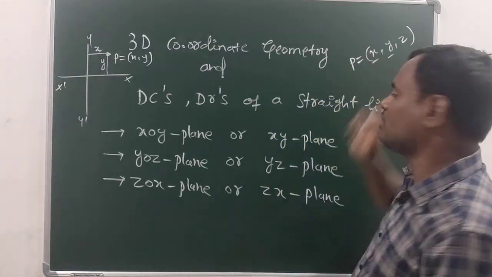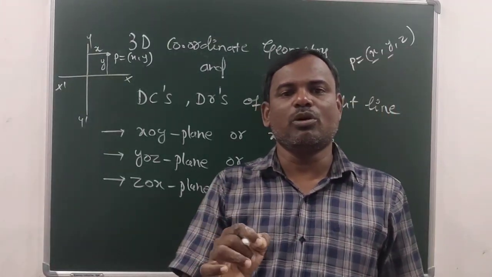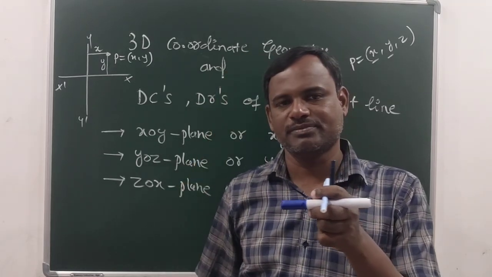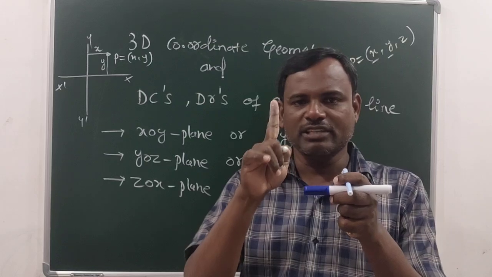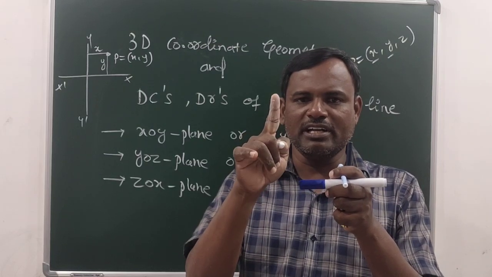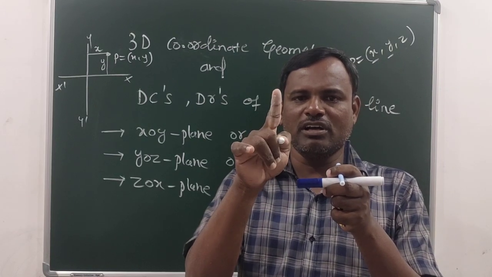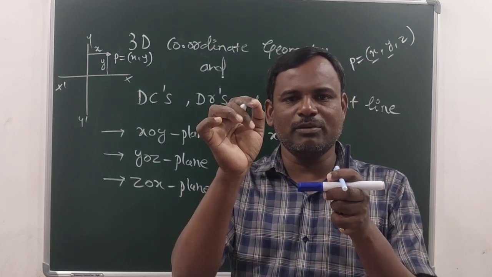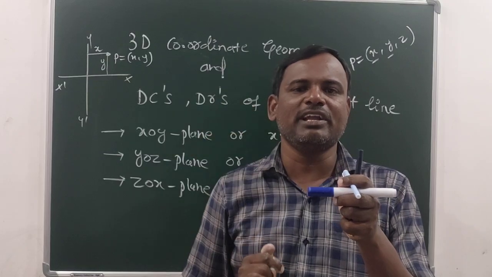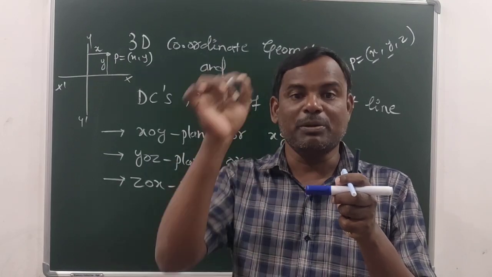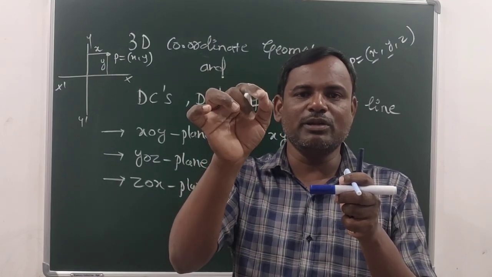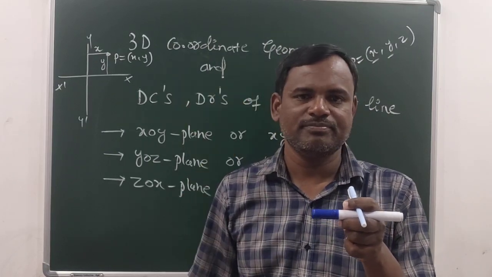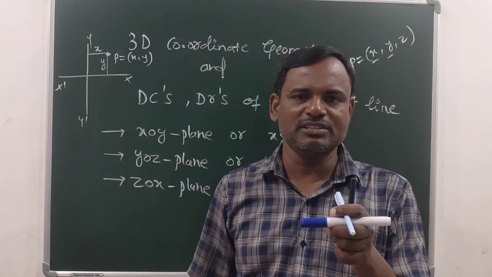I hope you have understood the x coordinate, y coordinate and z coordinate of a point located in space. Can you define the x coordinate of the point? The perpendicular distance from that point to the yz plane is known as the x coordinate. The perpendicular distance from that point to the zx plane is known as the y coordinate. The perpendicular distance from that point to the xy plane is known as the z coordinate of a point. I hope you have understood this.